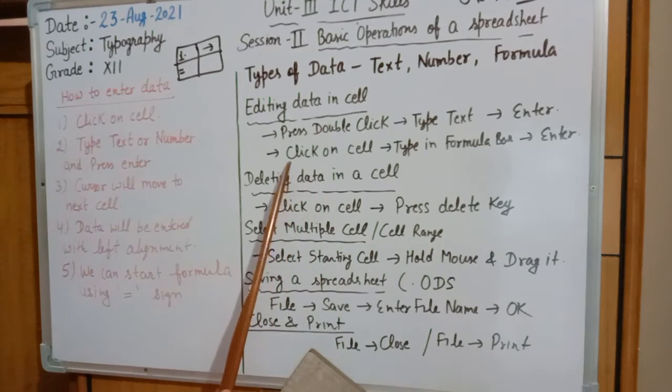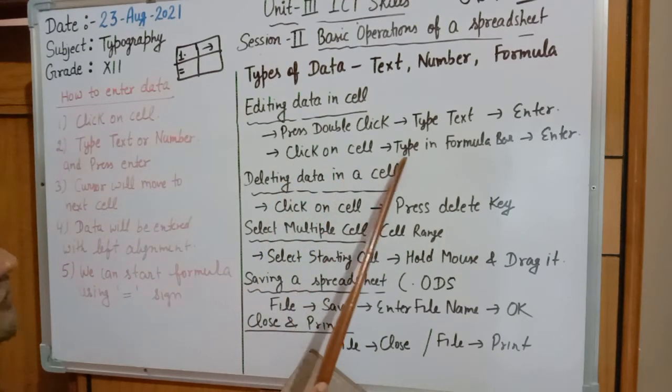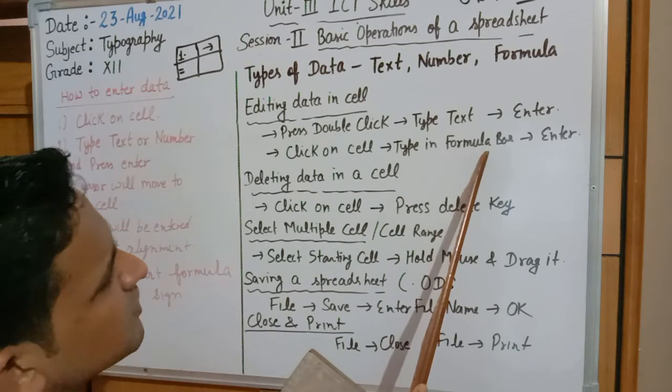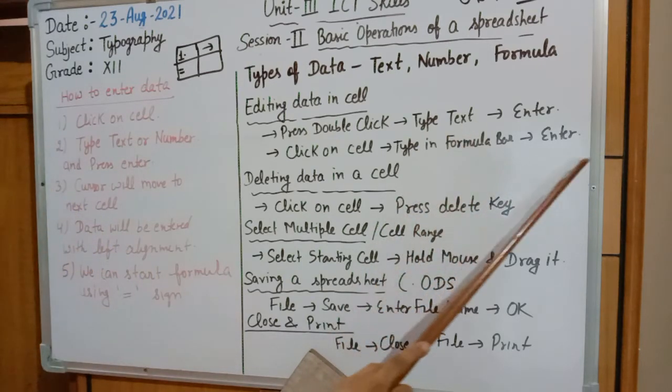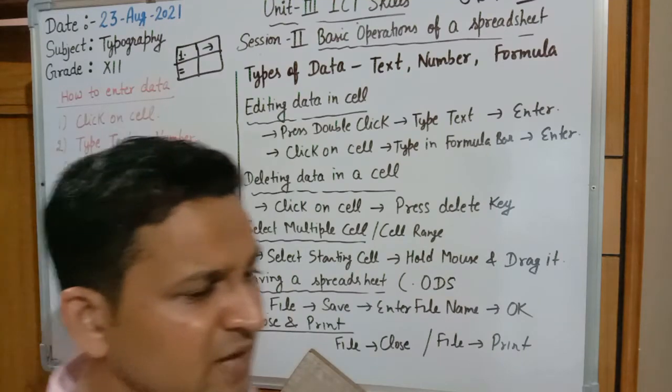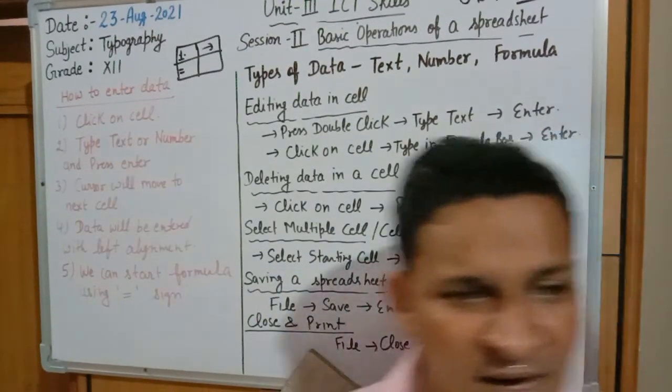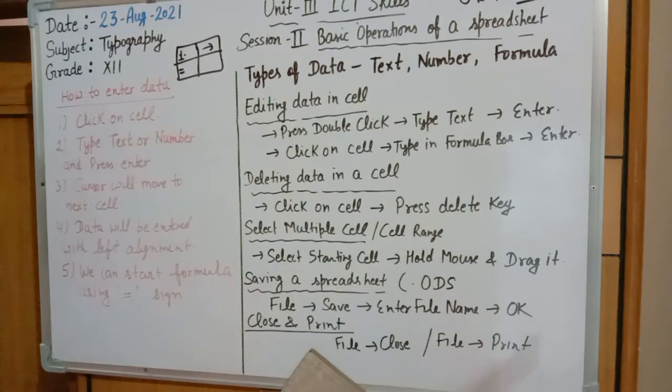Second method, click on the cell where we have to change, and type in the formula bar, because the same data will be available in the formula bar. So you have to type in the formula bar and press enter. Two methods are there. Either you can enter data in the cell, or you can enter data in the formula bar and press enter. Your data will be changed.